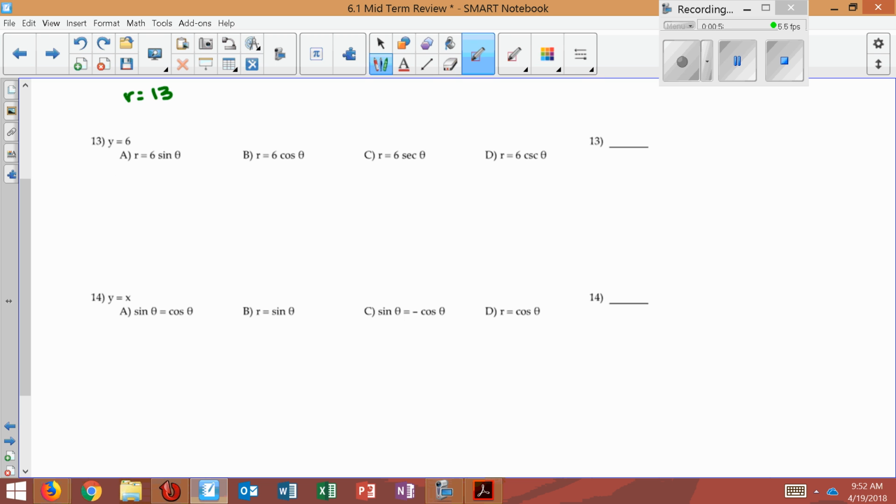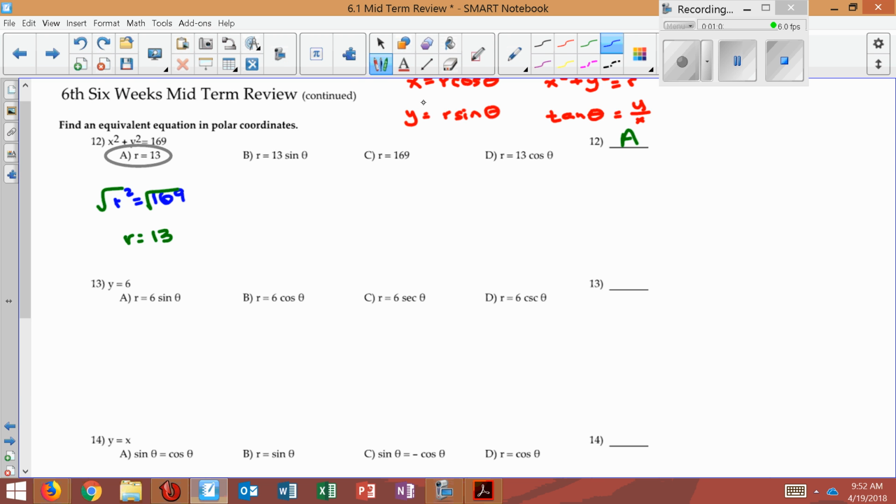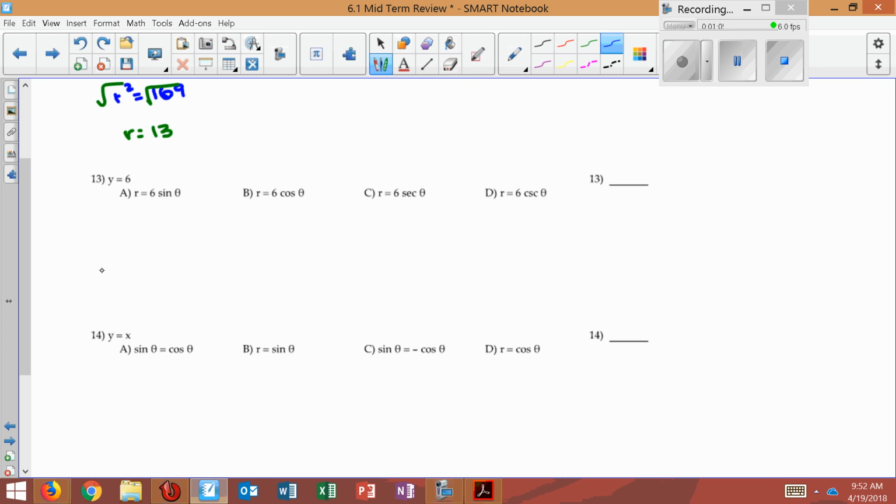But now we go to here, y equals 6. Well, what is y the same thing as? If I go up here, y is r sine theta. So I could say that r sine theta equals 6, and I check my answers. All these have r by itself. So how do I get r by itself? Well, I divide by sine. And so when I divide this by sine, I get this equation.